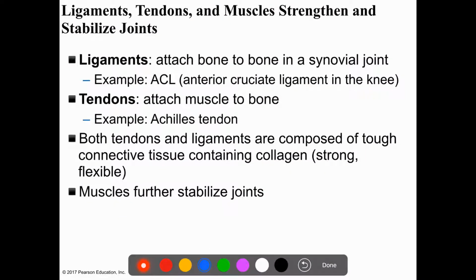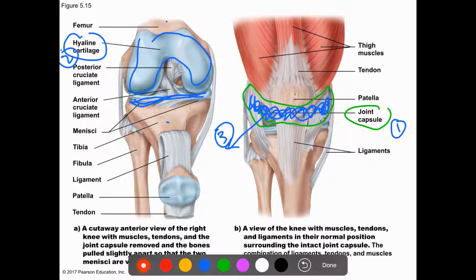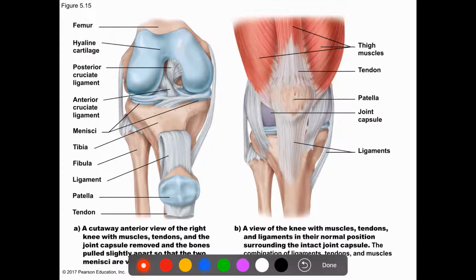Now, along with the joints, of course, these bones are attached to each other by ligaments. So ligaments are going to attach bone to bone in a synovial joint. Example, like the anterior cruciate ligament in the knee. If we go back to here to see it, for example, this is the anterior cruciate ligament. It is attaching bone to bone. So the ligaments are bone to bone.